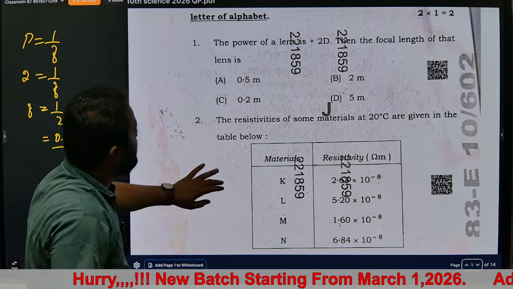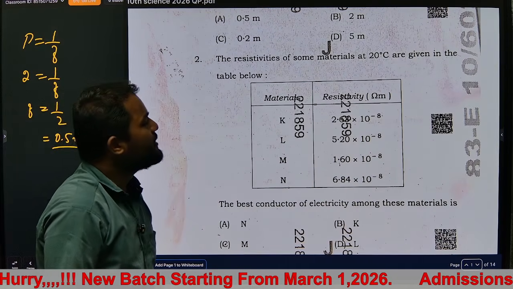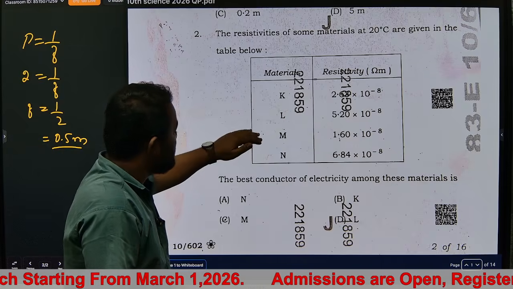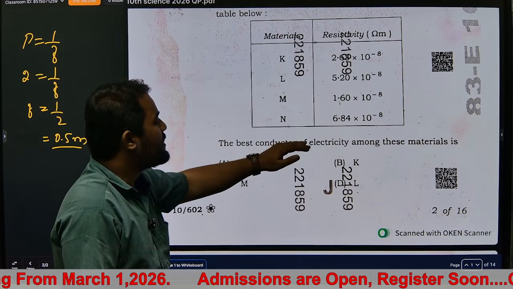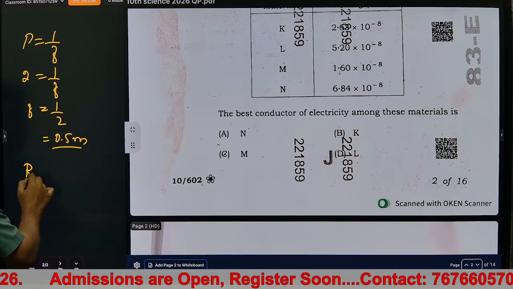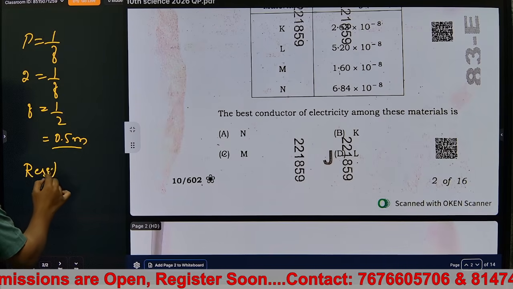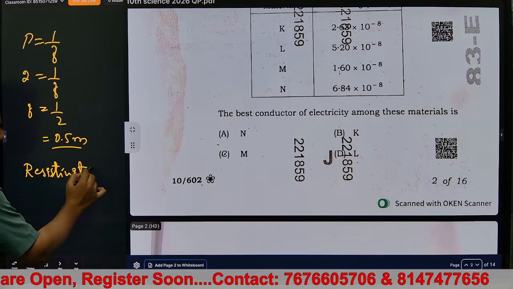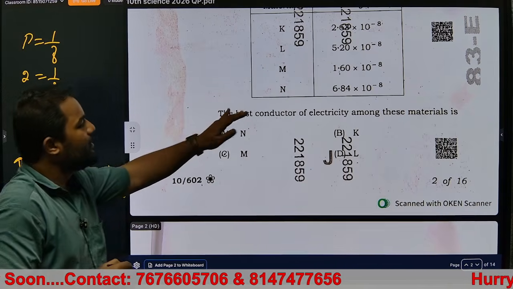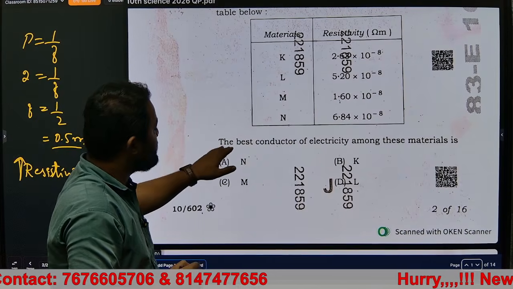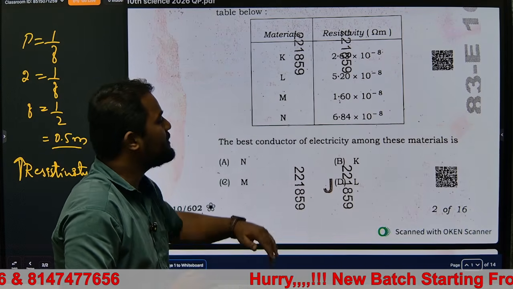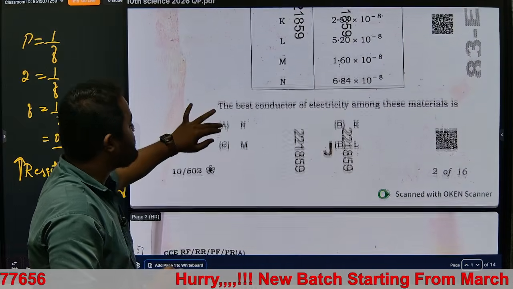Okay, next, resistivities of some of the materials at 20 degrees Celsius are given in the table below. These are the materials and these are the resistivity values. What they are asking is the best conductor of electricity among these materials. You all know that the resistivity value is inversely proportional to the conductivity. The more the resistivity value, the less the conductivity. The best conductor should have the least value. The material M has the least value. That's why the answer will be option C, that is M.